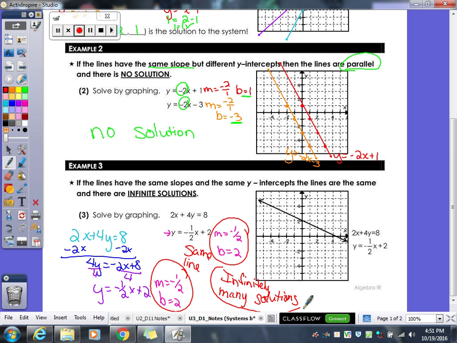So what we mean by that is, since they are the same line, every single point on that line is a solution. And since the lines continue on forever, that means you have an endless amount of points as your answer. In fact, we call it infinitely many.